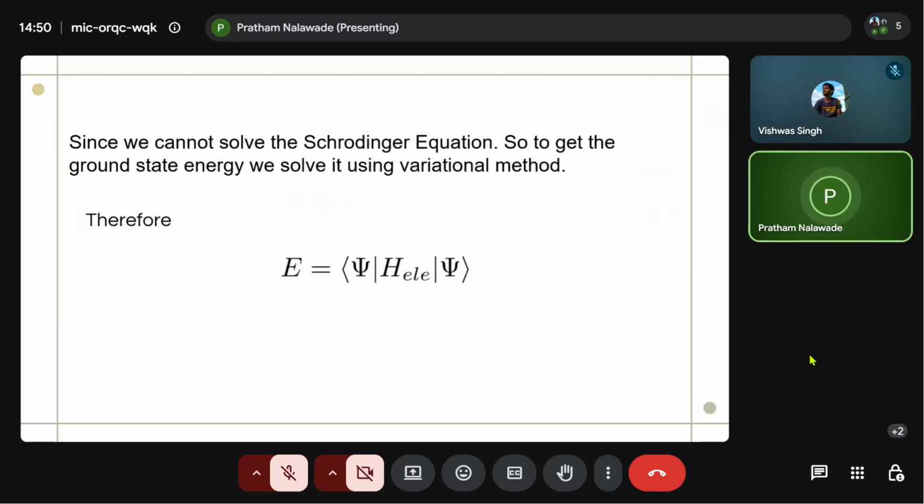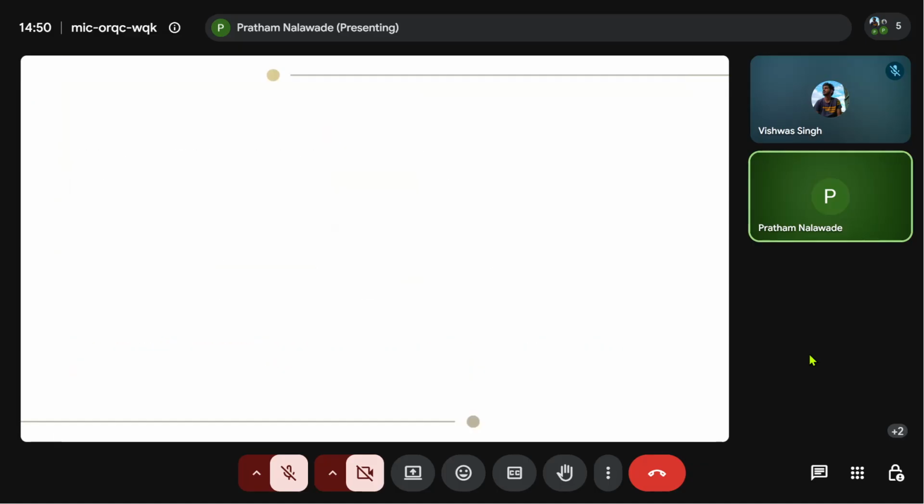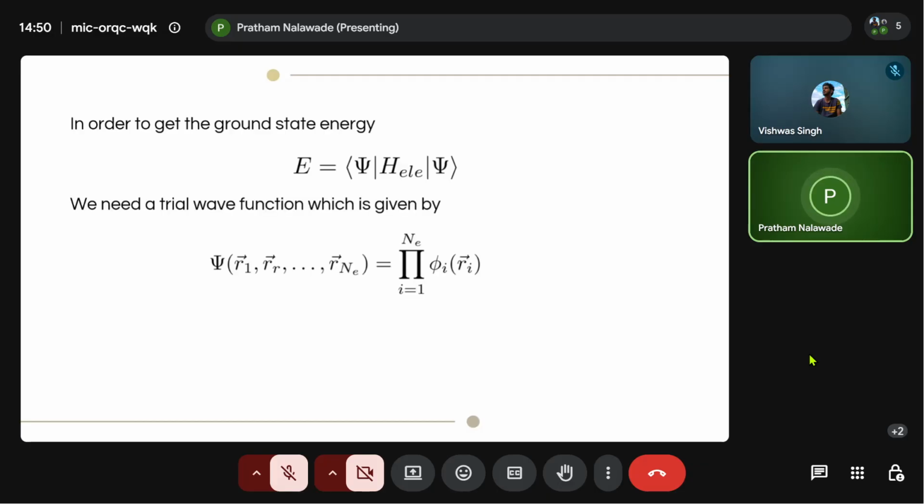So when we cannot solve a Schrodinger equation, what is our first line of attack? Obviously, it is the variational principle method. But in order to use the variational principle method, we have to guess a wave function beforehand. This was first done by Hartree. His guess wave function was just a product of single electron wave functions. He imagined all the electrons to be independent of each other, and this is what he started with to get the energies.